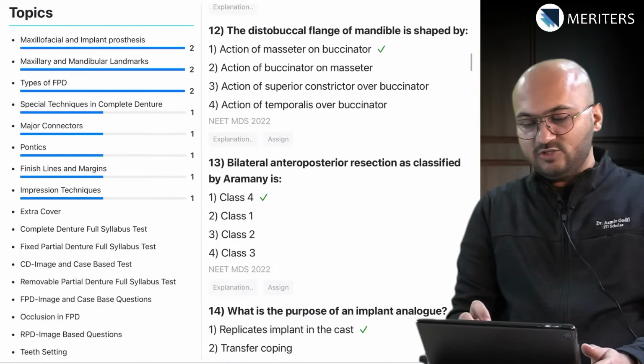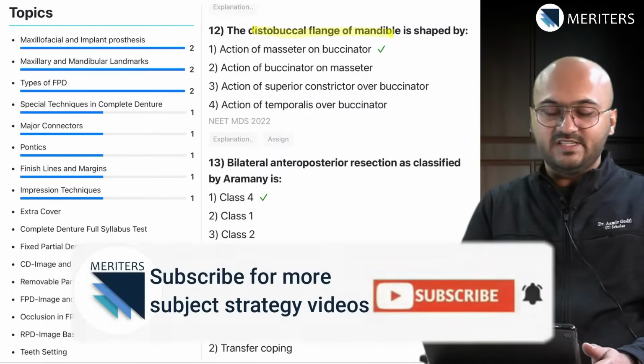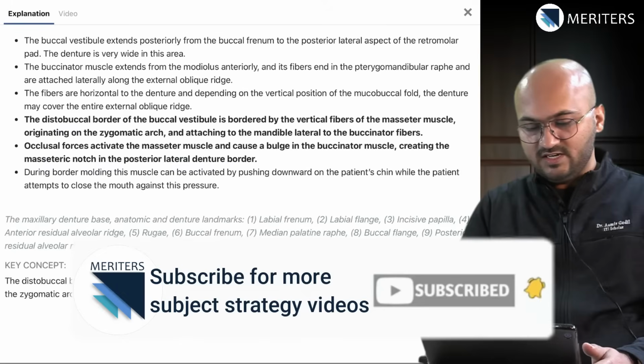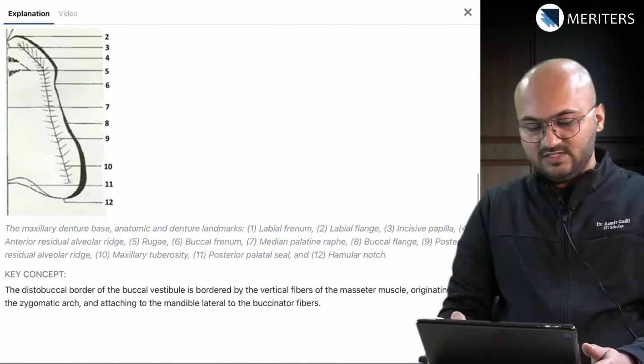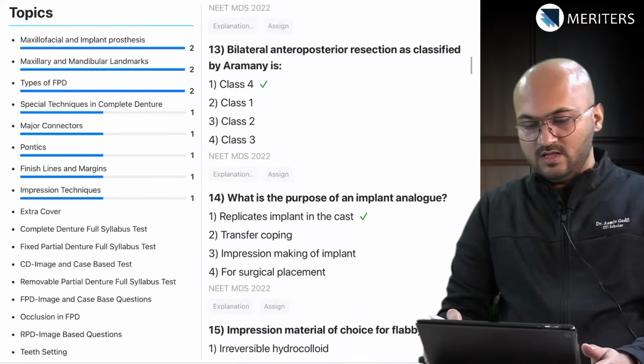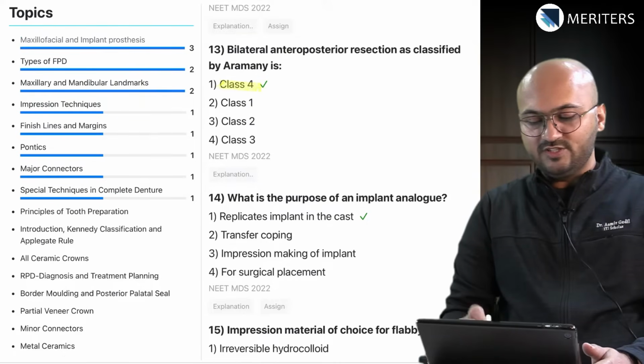The next question is distobuccal flange of mandible is shaped by. This is similar to masseteric notch question that we saw earlier. So action of masseter on buccinator. Here is the discussion. Bilateral antero-posterior resection as classified by Aramany. This is maxillofacial.